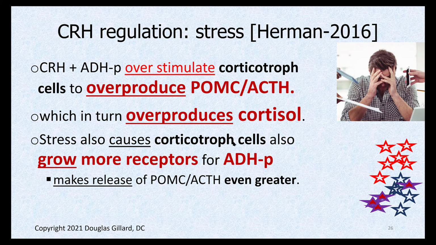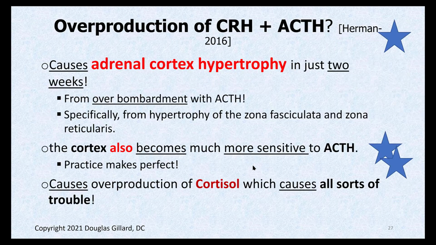Also, the stress also causes the corticotroph cells to grow more receptors that have higher affinity for ADH-p, as I said already. So normally ADH-p doesn't have that great of effect, but in stress it can kind of supercharge ADH-p, and it has a much more powerful effect, and it can drive the release of much more ACTH.